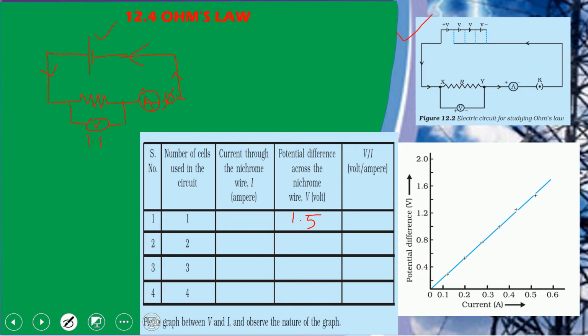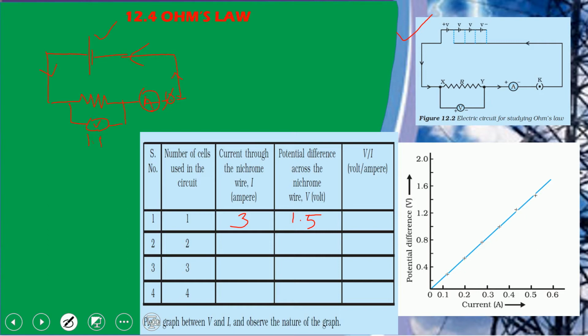Now the current in the circuit. Suppose the current in the circuit is 3. Just for your knowledge, these are not the actual values. Now I am going to connect one more cell. First the reading is taken like this: when one cell is connected, the voltmeter is showing 1.5 and the ammeter is showing a current of 3 ampere, correct?